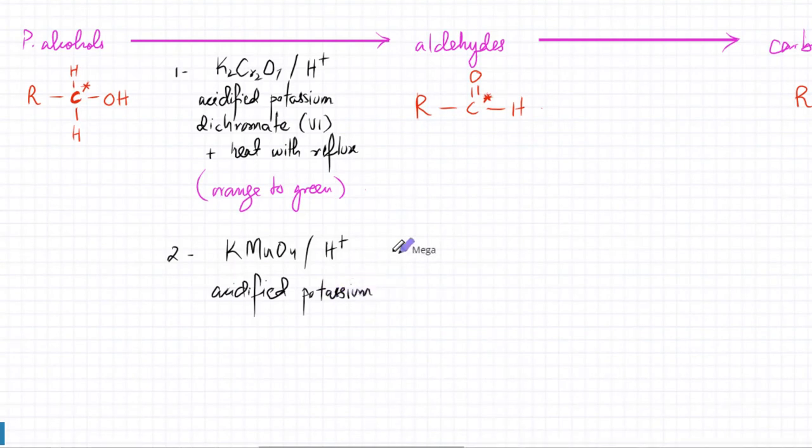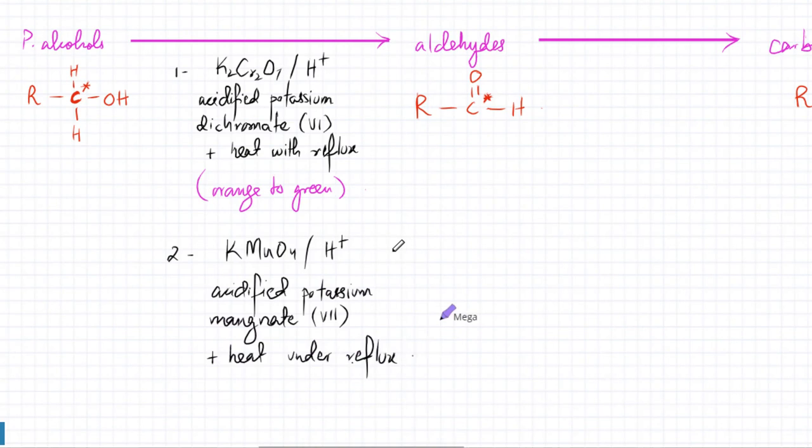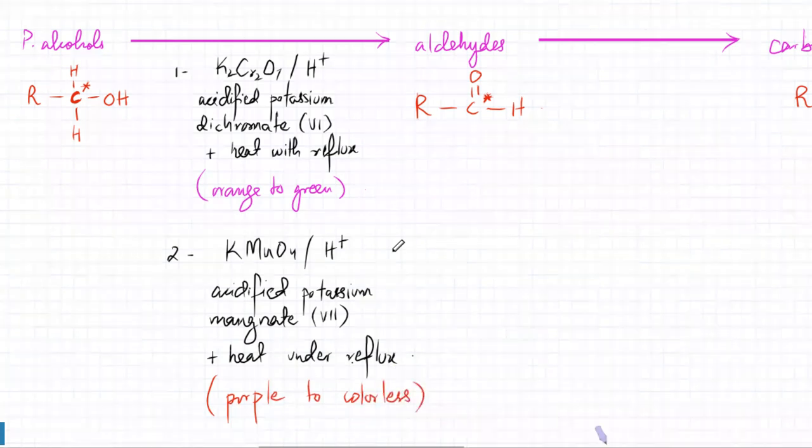Potassium manganate 7, and also heat under reflux. So that's heat under reflux. You have to remember the color change as well. The color change in this case is purple to colorless.